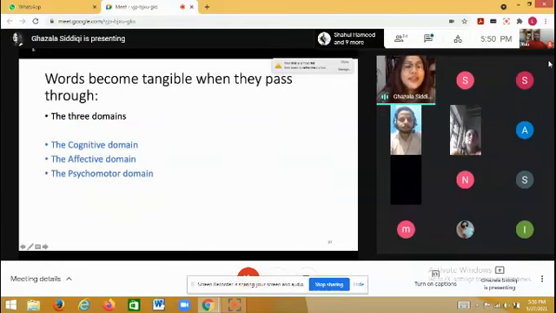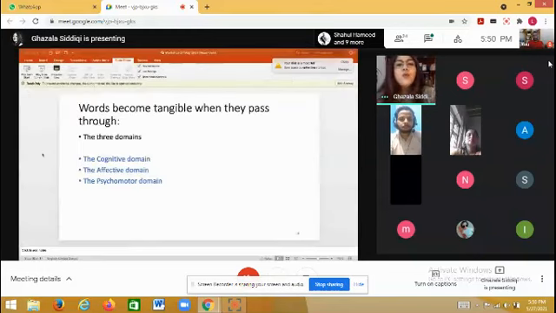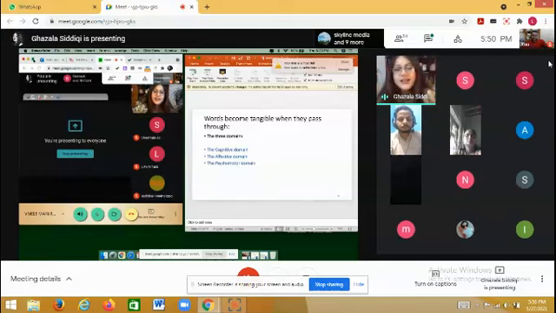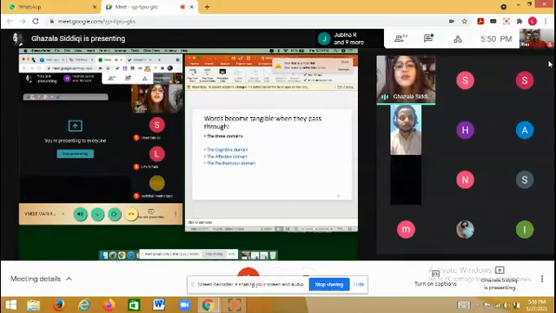Now, I want to talk about these 3 domains. Words become tangible when they pass through these 3 domains. What are these 3 domains? These are areas inside a child. When you are working on a child, you are enhancing the overall personality of a child. So the cognitive, affective, and psychomotor domains, these are very important.